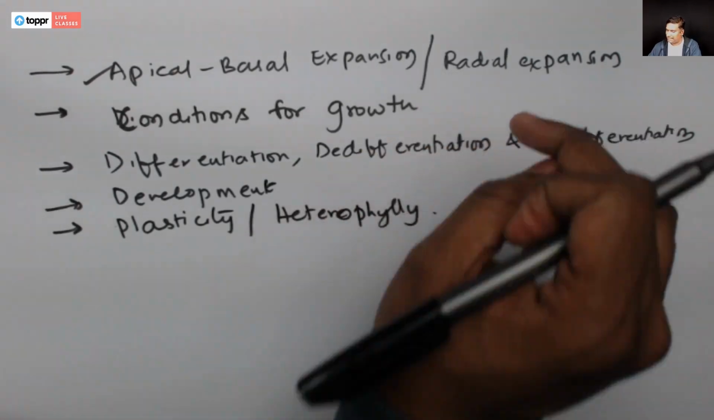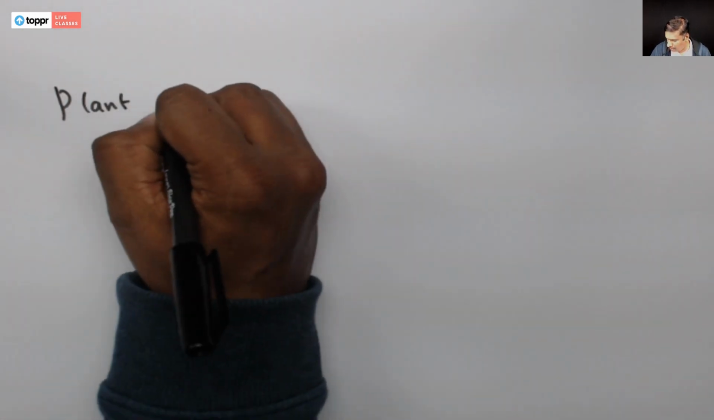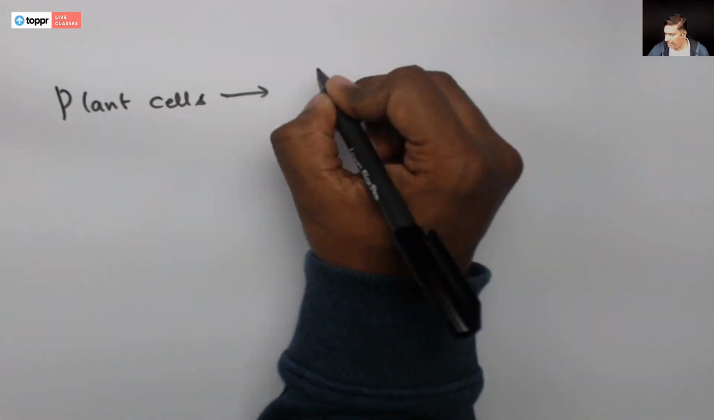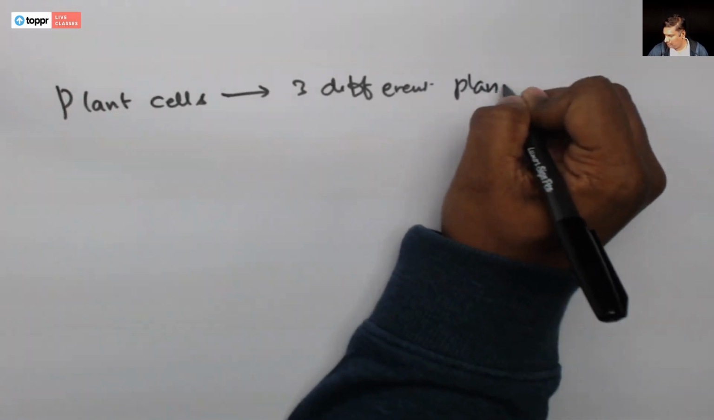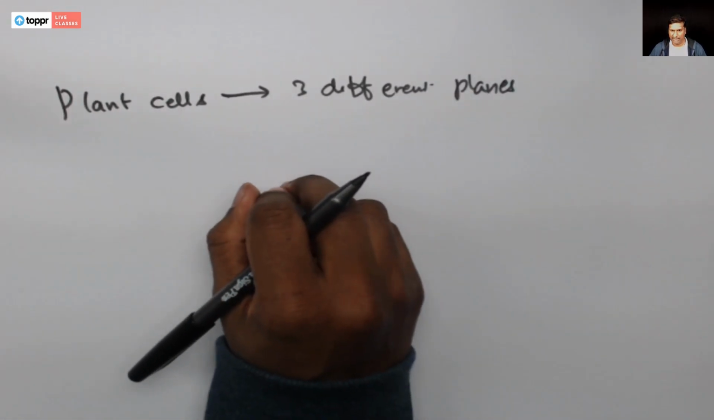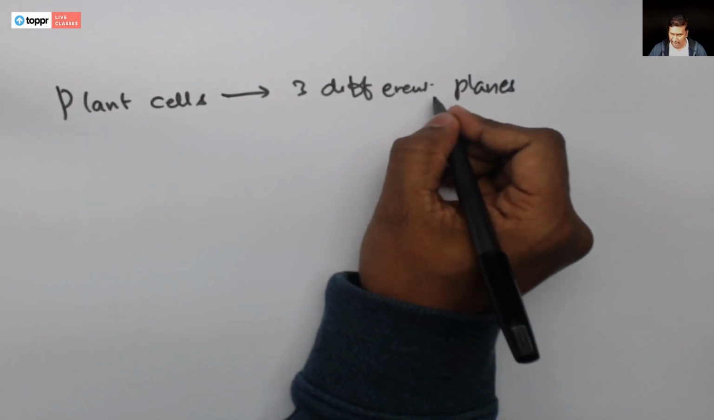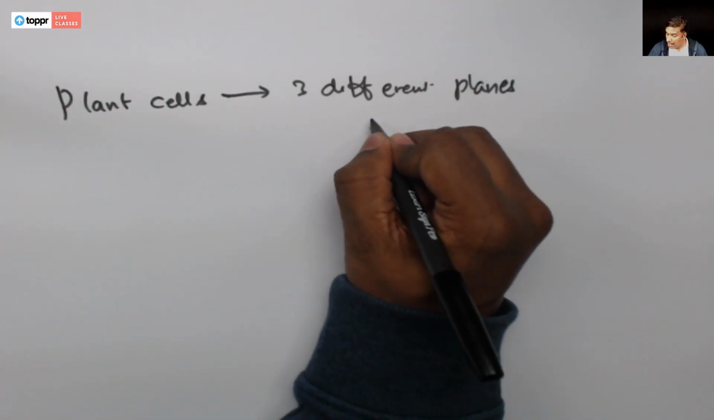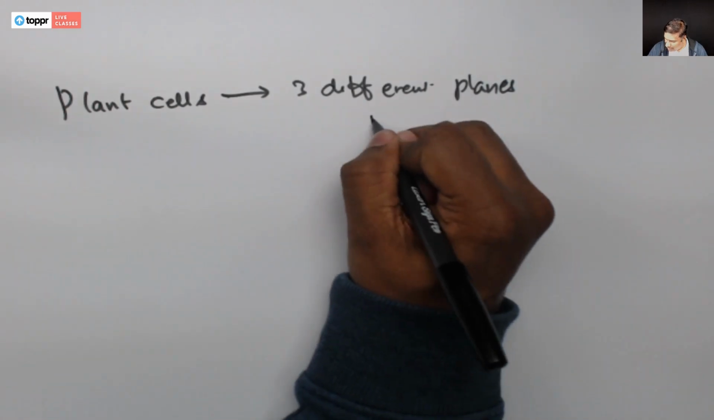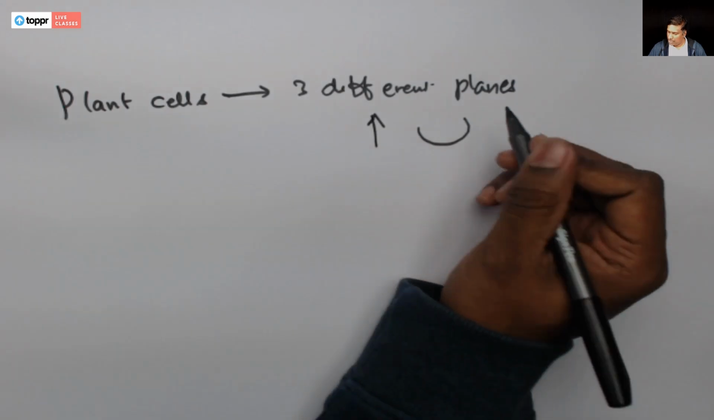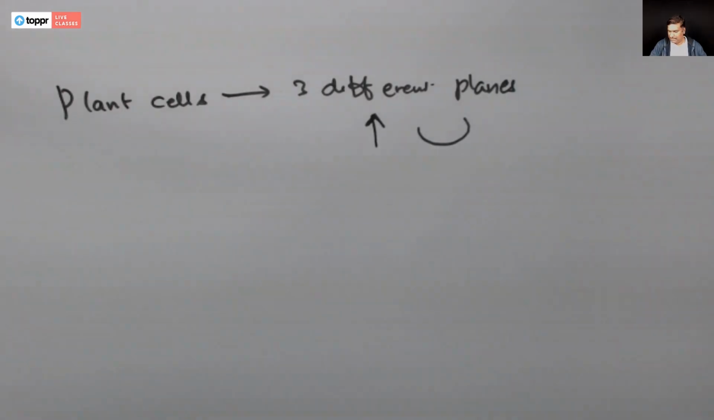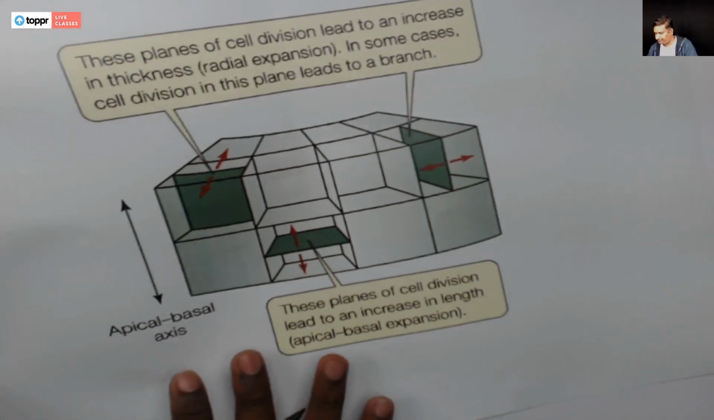What is apical and what is basal expansion, and what is radial expansion? Now, if you take the plant cells, they can actually divide in three different planes. Depending on how they divide, either the length of the plant will increase or the diameter of the plant will increase. So we'll look at the three planes that are possible.